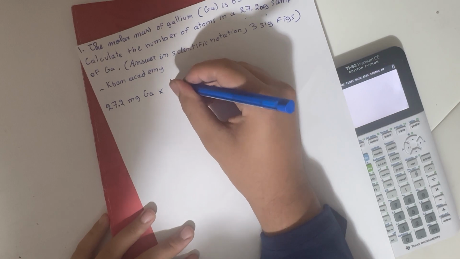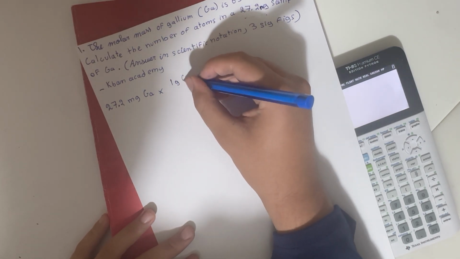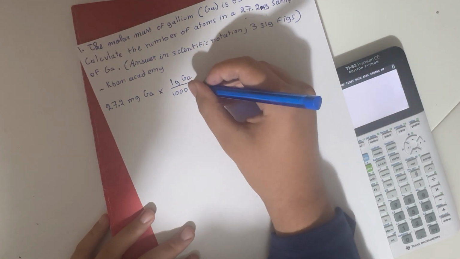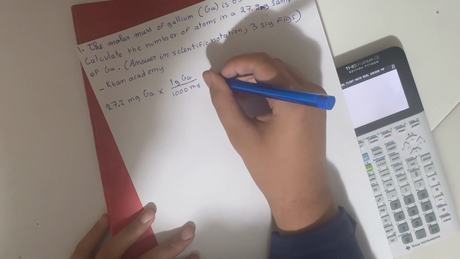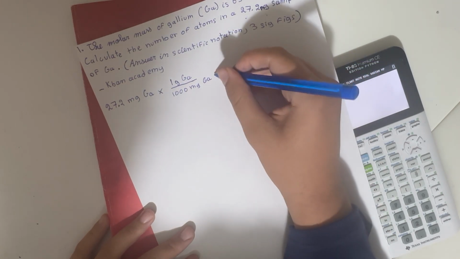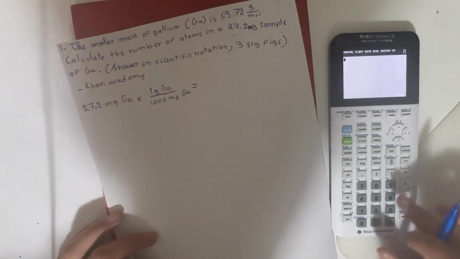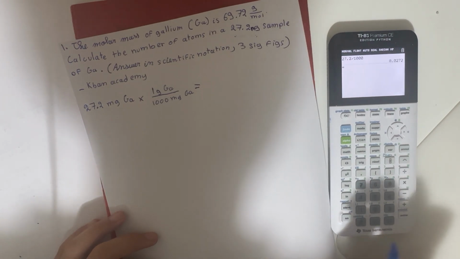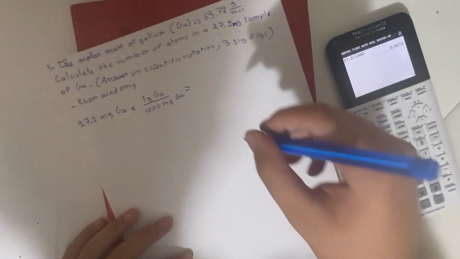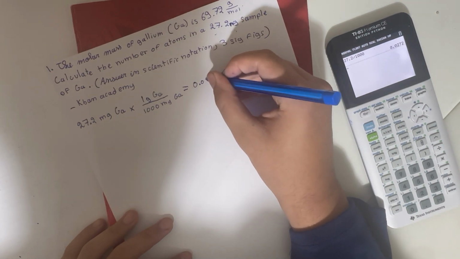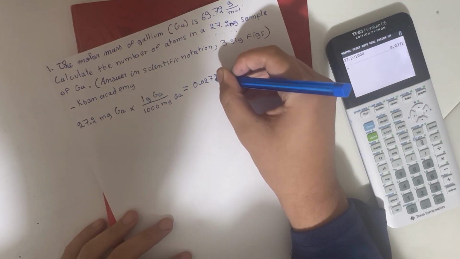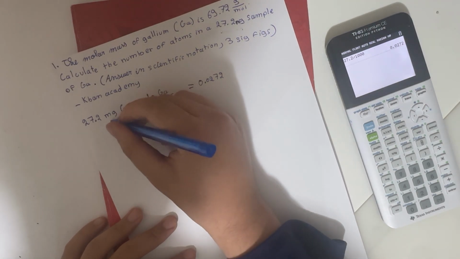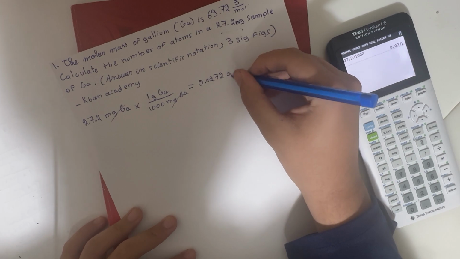Well, for every gram of gallium, there's going to be 1,000 milligrams of gallium. And so 27.2 divided by 1,000 is 0.0272. And we notice that the milligrams of gallium cancel out, so we're left with grams of gallium.